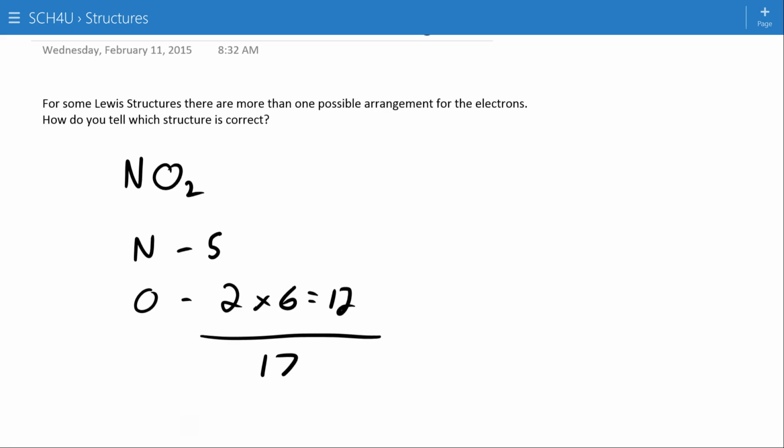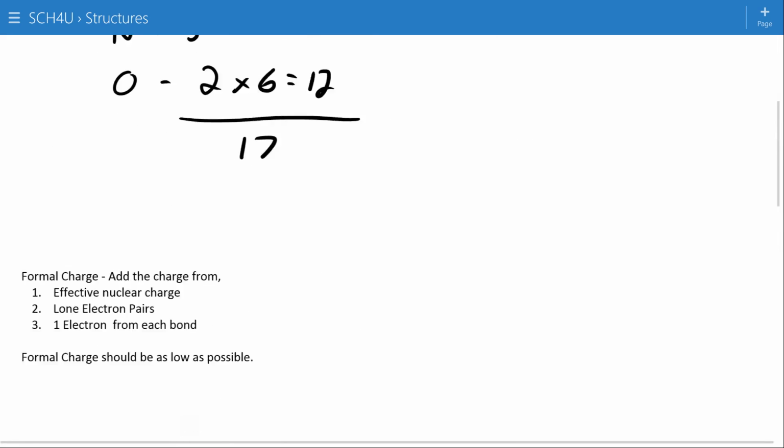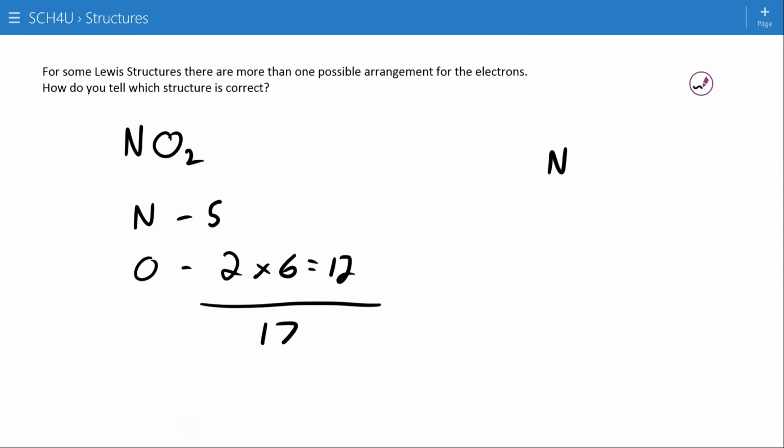What that means then, when I go ahead and draw the structure, I'll put N in the middle and I'll put an O on each side. I'll octet both atoms. And then I can count 2, 4, 6, 8, 10, 12, 14, 16, 18, 20. So here I have 20 electrons. I need to get down to 17.